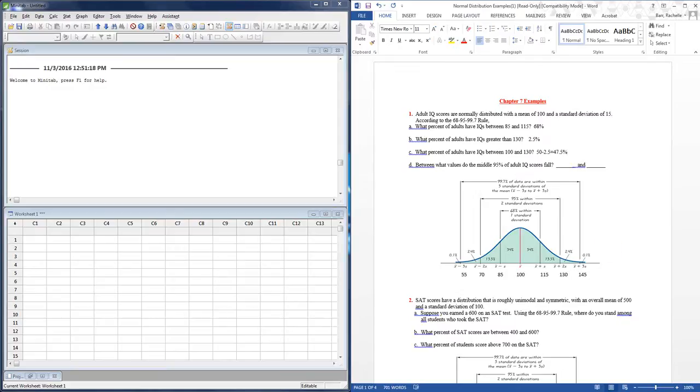The other way you could do this is you could take the percentages that are already present on this normal curve and say, well, if that's 34% and that's 13.5%, and I want the area between here and here, I can just add those together, which is also 47.5. Okay, and if I want the middle 95% of scores, that's going to be 2 standard deviations away from the mean, so that's scores between 70 and 130.